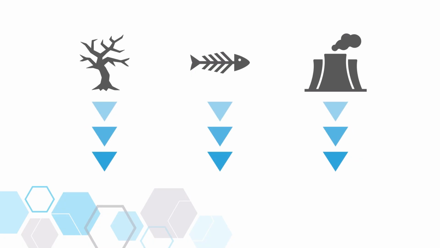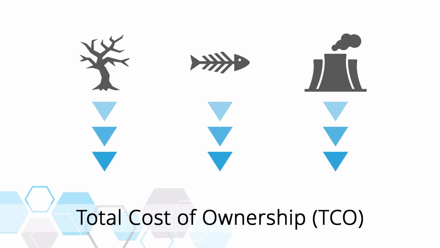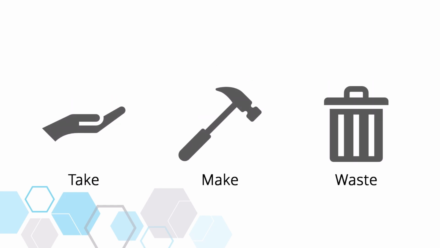This means considering all parts of a product's life, not just when we first get it. In doing so, we focus more on environmentally responsible buying. This idea is called total cost of ownership, or TCO. In the past, procurement often followed a take, make, waste system. This means materials were thrown away when no longer needed.